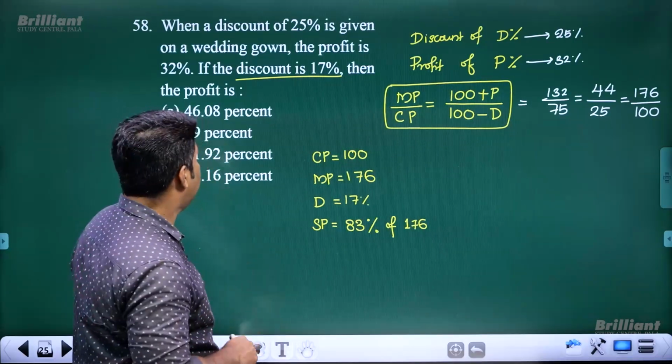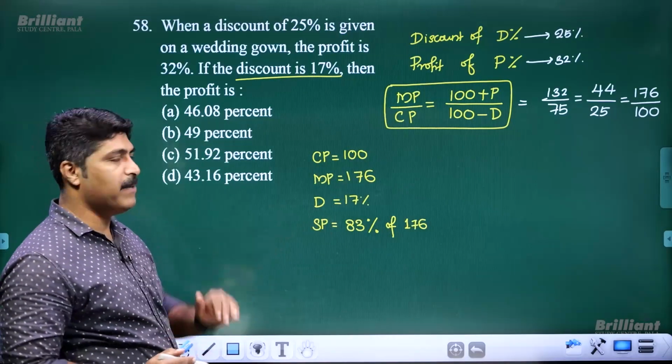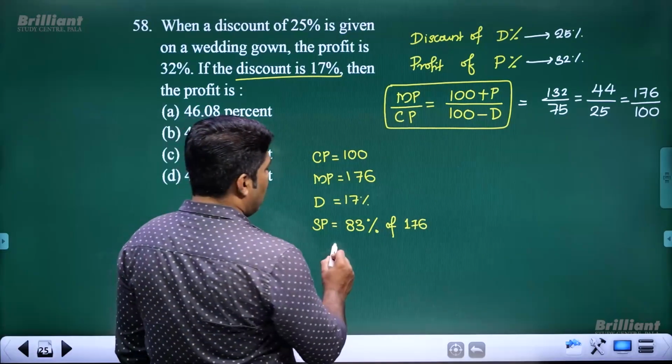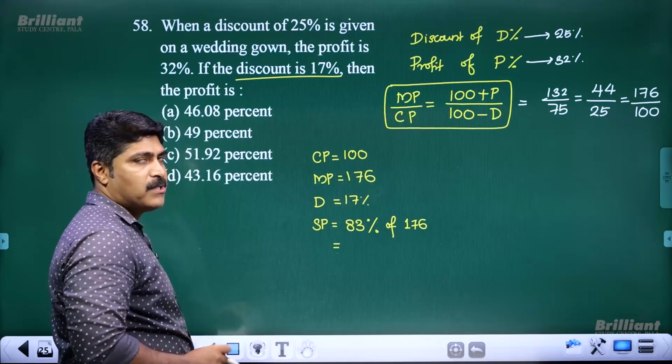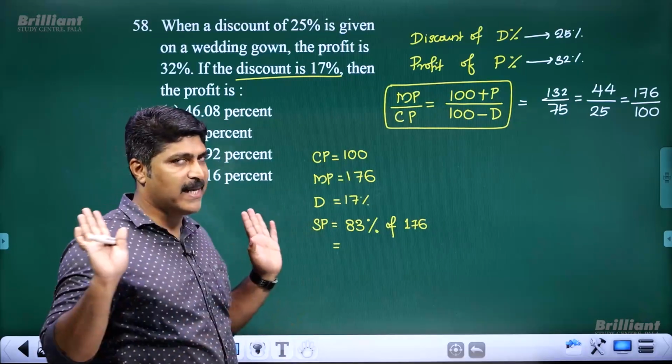So this is the complicated calculation part in this question. You can do the approximation, but here the answers are quite nearest values. Therefore, it's better to do the operation properly. So you have to learn how to multiply it. You can do some of the approximations here. Instead of 176, you can think about 175, which will be the nearest value, like that.